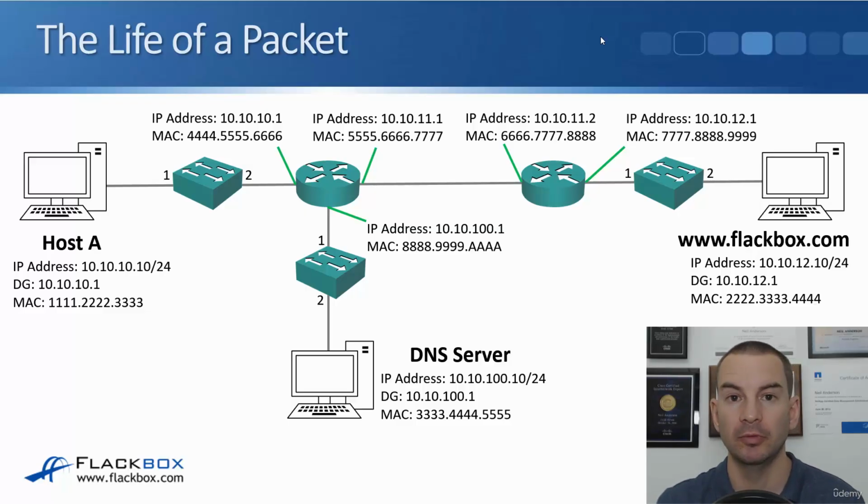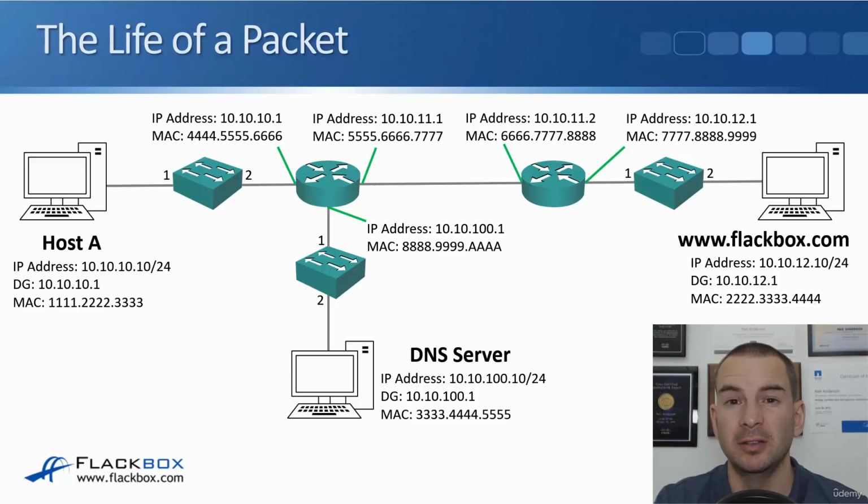So in the example here, we've got host A on the left, and it's going to send some HTTP traffic to our web server over on the right, which is www.flakbox.com. It's going to use the FQDN to send that traffic, so it's also going to need to resolve that FQDN name to the IP address using DNS. Also, it's a routed network. We've got different IP subnets there, and we've got a couple of routers in the middle of the topology.